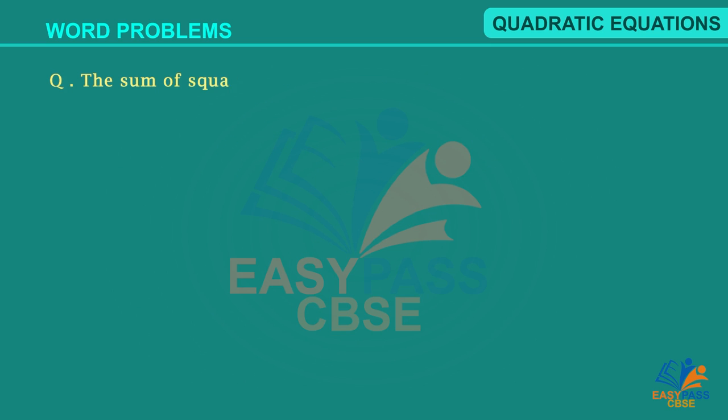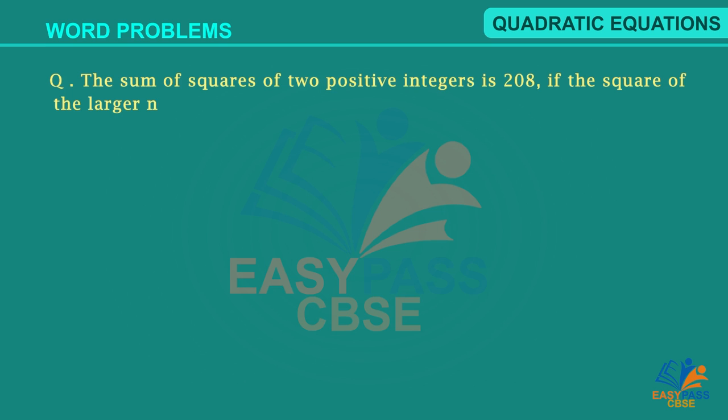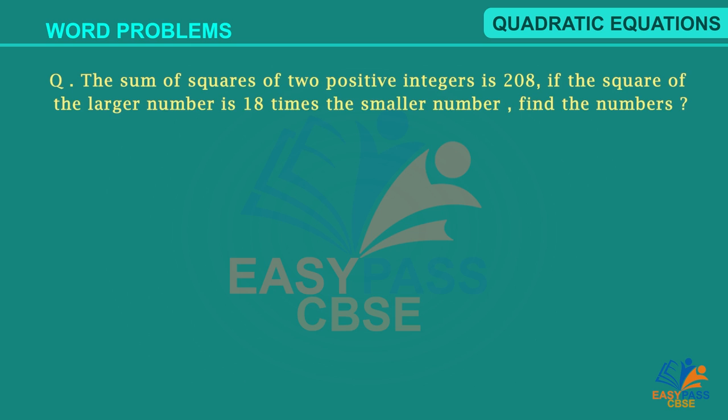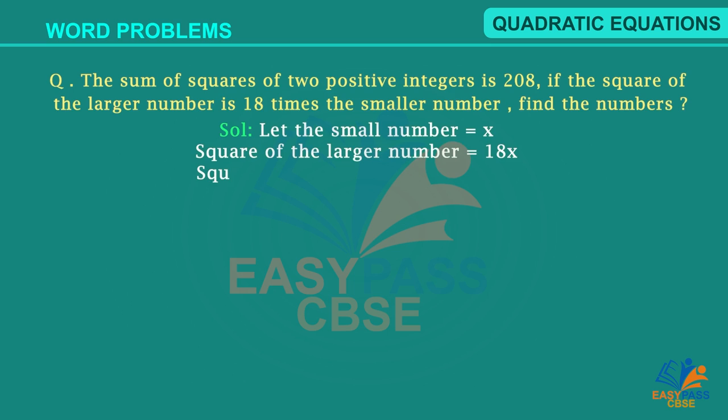The sum of squares of two positive integers is 208. And the square of the larger number is 18 times the smaller number. Find the numbers. Let the smaller number be x. Square of the larger number is equal to 18x. Square of the smaller number is equal to x square.